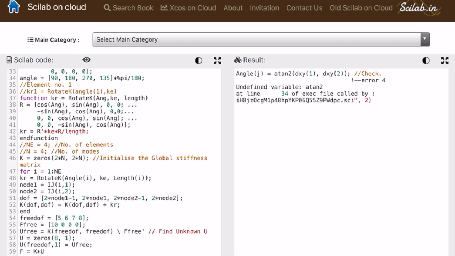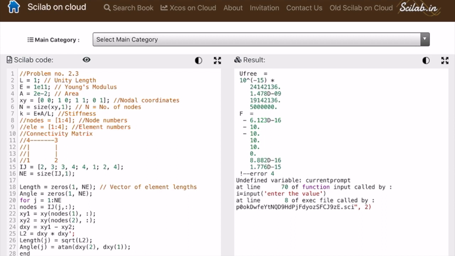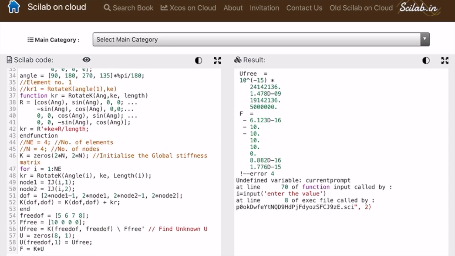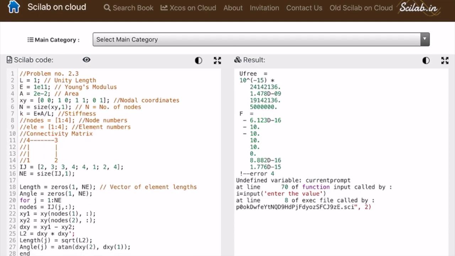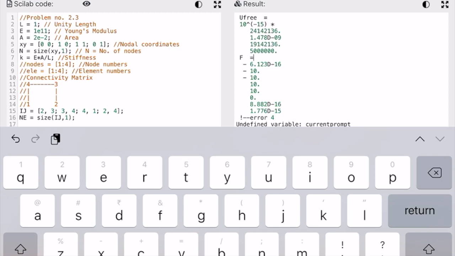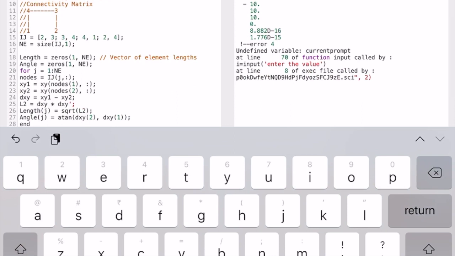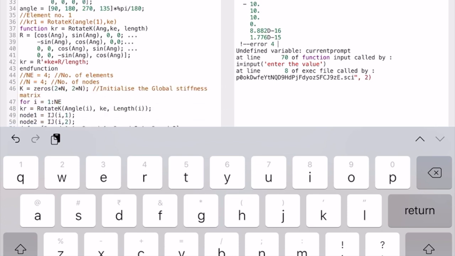Okay, so execute. Okay, so we got some results. So undefined variable, current prompt at line 70, input call, enter the value input. Have no idea what it is talking about, but we have got the u free now. What we see right now is, let's see, we have 1 2 3 4, f will be 4, u free, so 1 2 3 4, f is total 8, so 1 2 3 4 5 6 7 8, and then we have error.